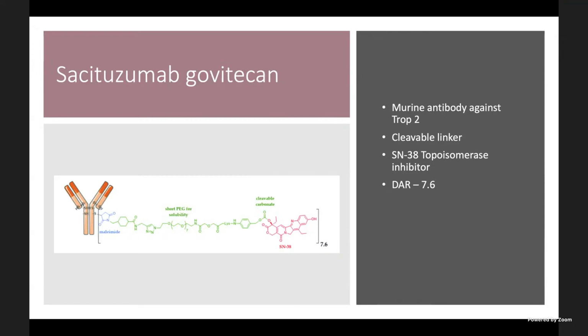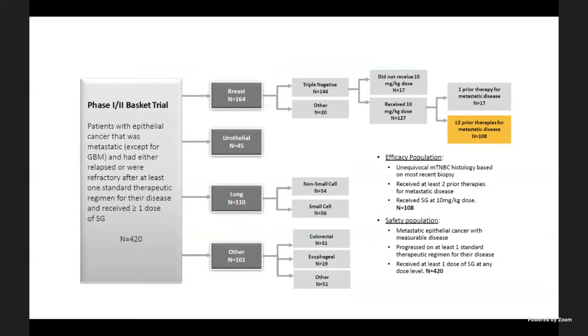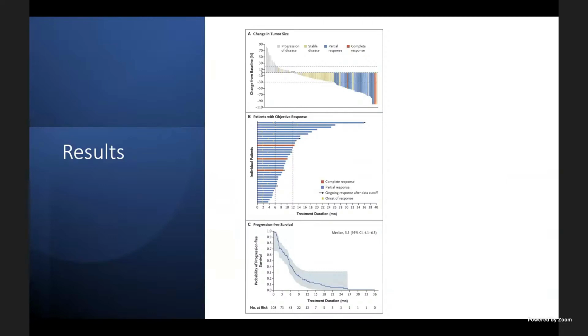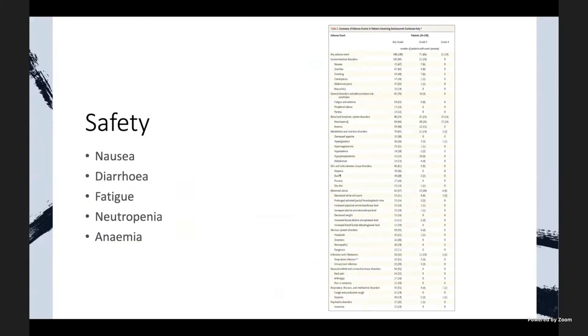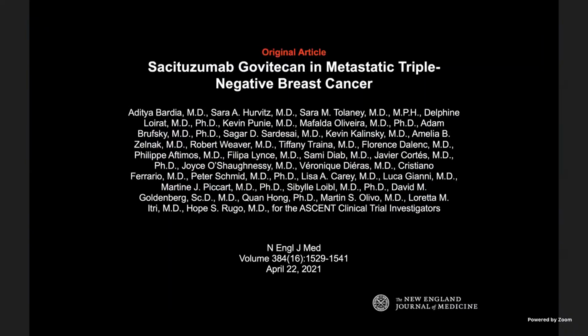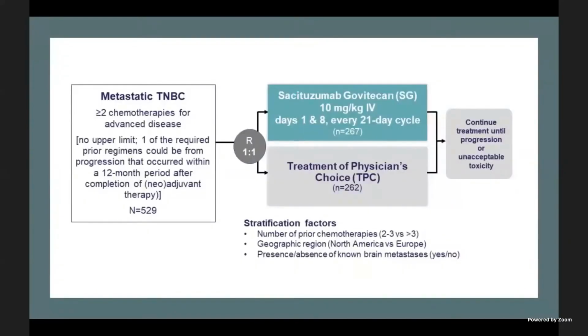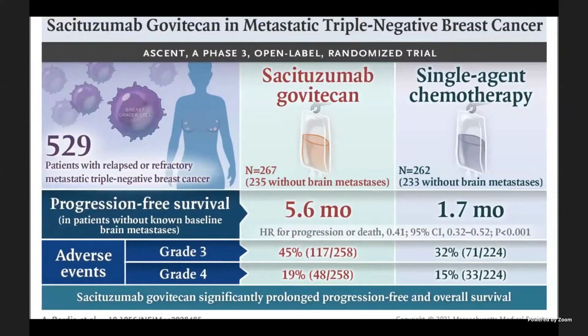So again, if we look at it, we go to the data. It was a basket trial. Subsequently, we got 10 milligrams per kg. Results, okay. I wouldn't say after looking at those waterfalls, this doesn't look as good. But if we look at it, safety was okay. Nausea, diarrhea, fatigue, neutropenia, and anemia. In the one case that I had personally used, we had severe febrile neutropenia and diarrhea. So coming to the trials, we see that the progression-free survival was 5.6 months compared to 1.7 months.